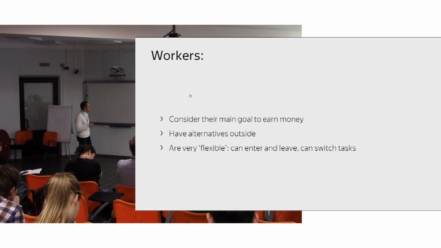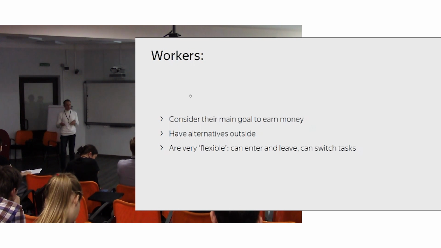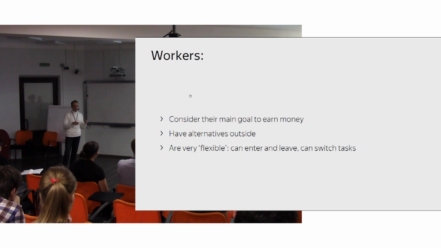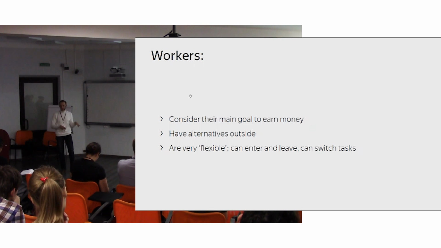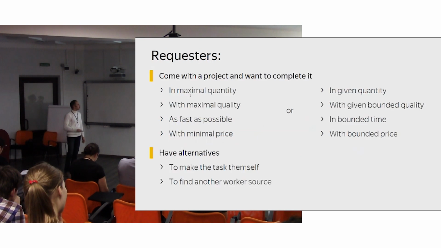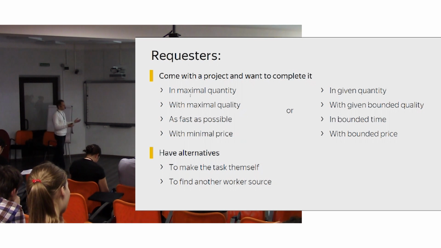And so we have two types of users, one more time. We have workers who come to earn money. For some, this is really their full-time job. Each one of them may have alternatives outside, and they're very flexible. They can enter and leave, they can switch tasks, they can increase the quality, they can decrease the quality, they can take a day off or anything else. And we have requesters. They can come with a project and they want to complete it in the most perfect way.